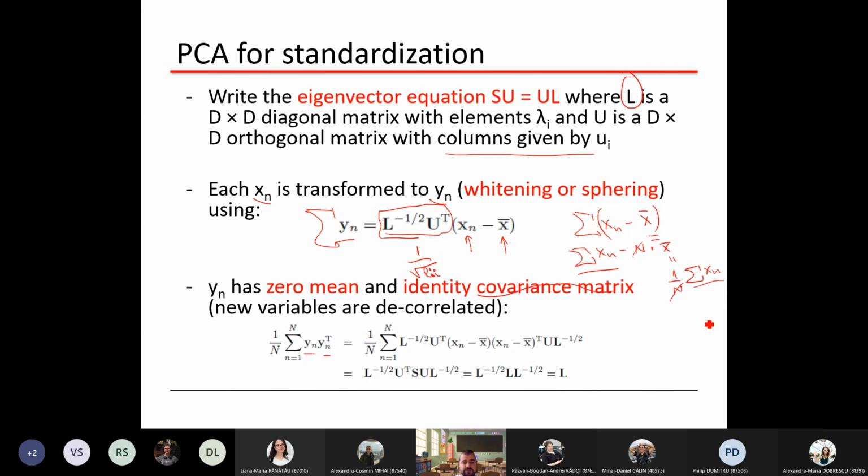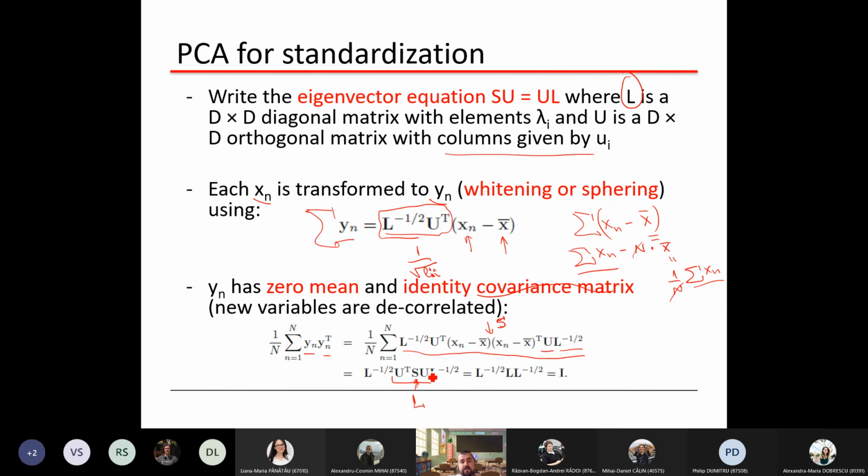And when we multiply this, we will get this situation. This one is the covariance matrix. And we will get L to the minus 1 over 2 multiplied by U transposed multiplied by S multiplied by U multiplied by L to the minus 1 over 2. These three elements equal L.